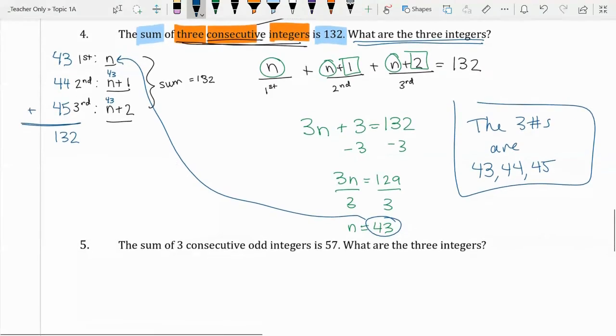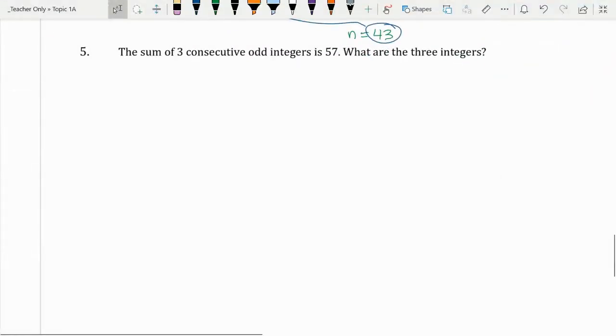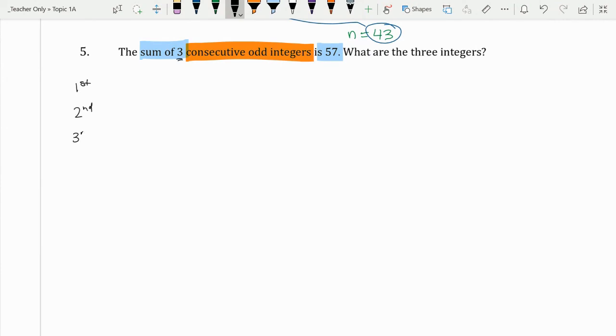Let's take a look now at the next one where it talks about odd integers. So the sum of 3 consecutive odd integers is 57. So I'm going to just again label, there's 3 of them because there's 3. So first, second, third. I don't know what these are. I'm going to call my first one n.